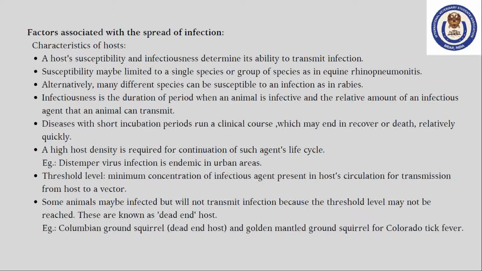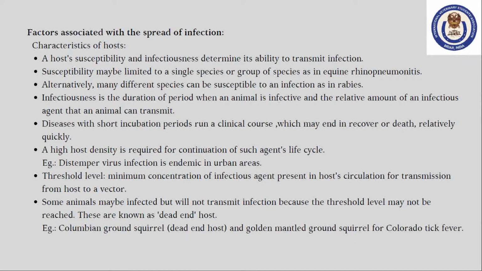Factors associated with the spread of infection. Characteristics of hosts. A host's susceptibility and infectiousness can determine its ability to transmit infection. Susceptibility to a particular infectious agent can be limited to a single species, or it can be in many different species, like equine rhinopneumonitis, which is limited to only a single species, the equines, and rabies, which can be seen in many different species.